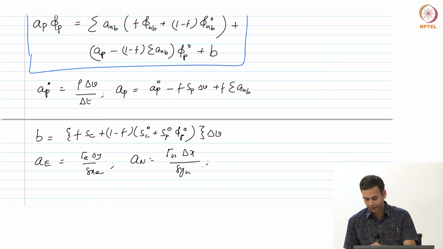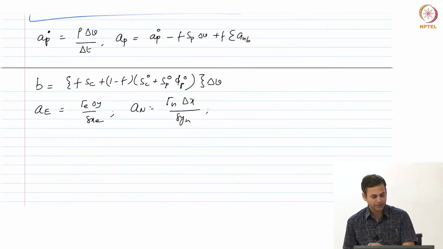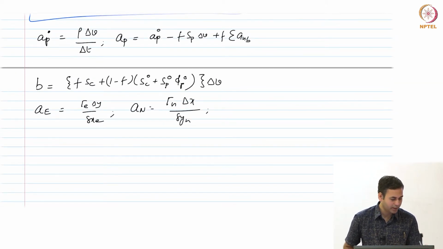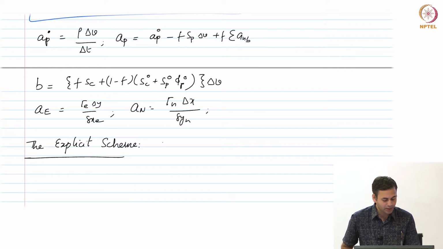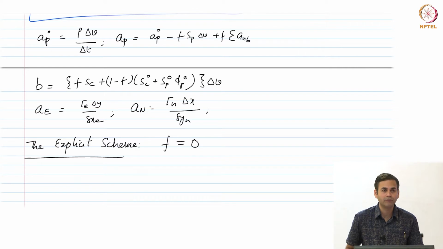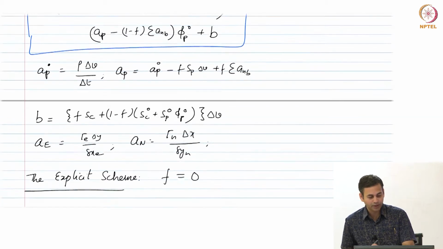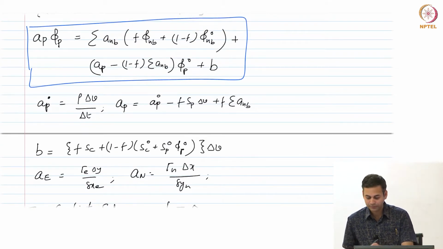Okay. So, then let us now look at different schemes. We are going to discuss 3 different schemes. One is the explicit scheme, which is basically you set the interpolation factor f equals 0, and that is going to give you an explicit scheme, okay. Now, if you set f equal to 0, can you tell me what will be the resulting equation?